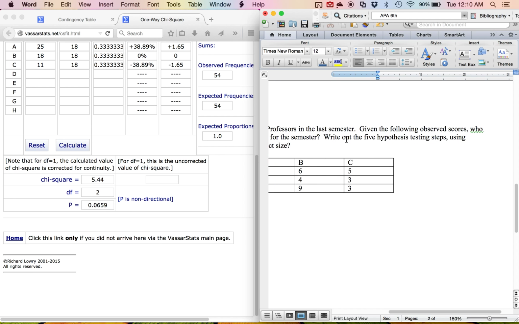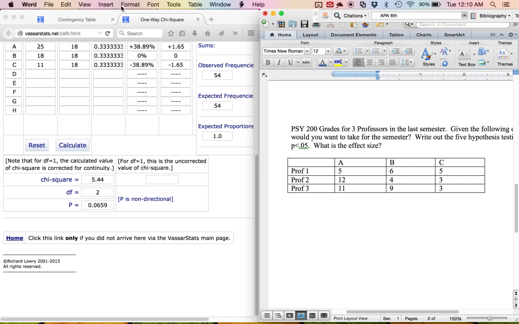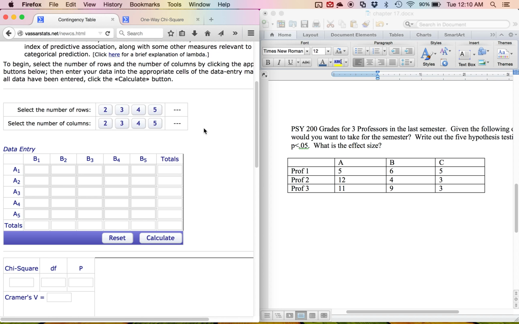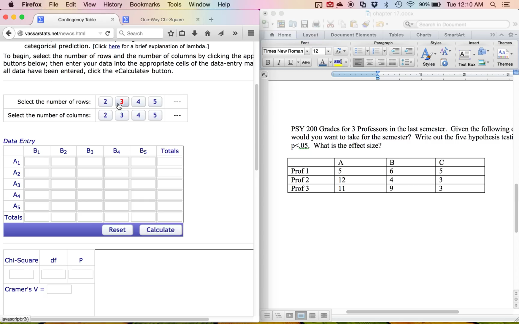All right. So for that type of statistic, I'm going to use the contingency table version of VassarStats and ask you first to pick the number of rows and columns. This can only go up to a 5x5, which is a pretty big chi-square. So I'm going to do 3x3. That'll color code things for me here. So I want to do 5, 6, 5.